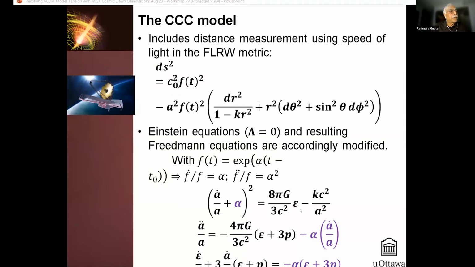Now, in the CCC model, this is essentially what we have done. We have just changed the FLRW metric, because we have to allow the variation of the speed of light and also the variation of distance as the speed of light. When we put that together, we solve the Einstein equation and find the Friedmann equation. We find that H is replaced by H plus alpha, where alpha is the ratio of the variation, F dot by F, where F is what gives you the variation of the constants.